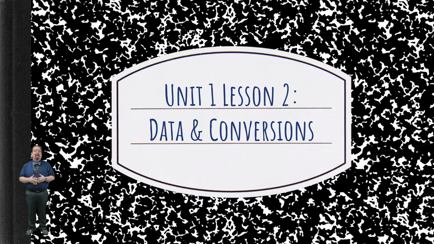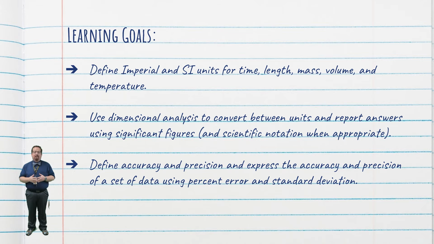Today we're going to talk about how chemists express their data and the steps to converting between different types of units. By the end of this lesson, you should be able to define imperial and SI units for time, length, mass, volume, and temperature, use dimensional analysis to convert between units, and report your answers to the correct number of significant figures using scientific notation when appropriate. You should also be able to define accuracy and precision, and express the accuracy and precision of a set of data using percent error and standard deviation.